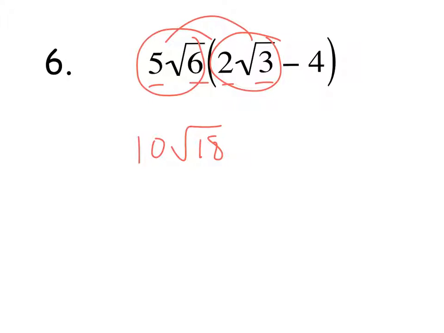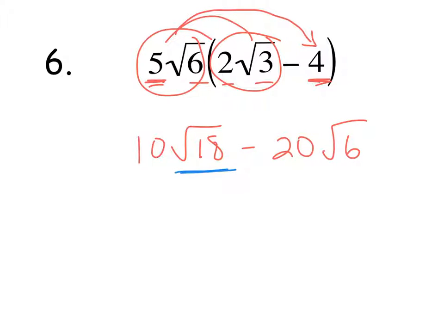What's separating it is the minus sign. So now this entire thing, the 5 root 6, is going to multiply by the 4. And since 5 and 4 are both on the outside, I'm going to get 20. And then the root 6 has nothing to combine with, so it stays a root 6.